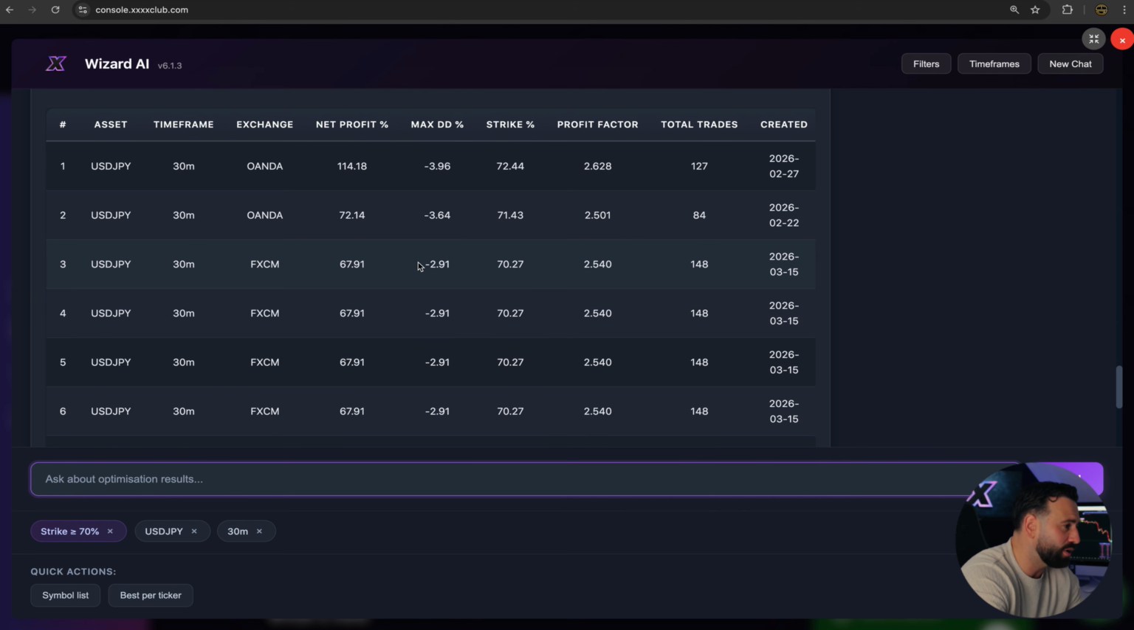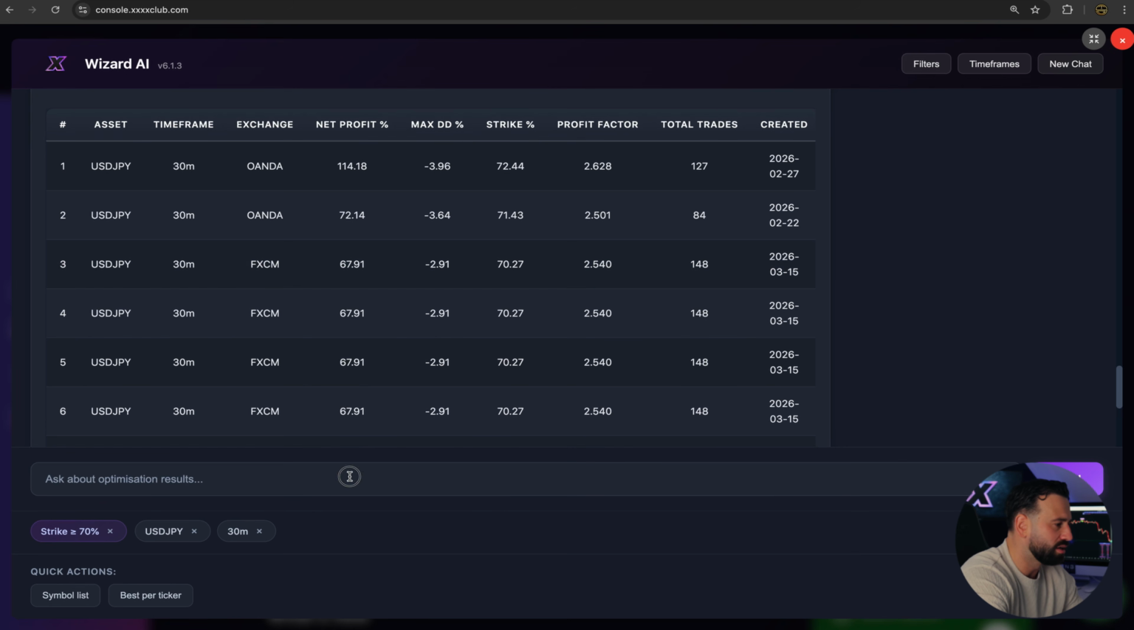And to be honest, row 3 is looking pretty good for me. We got 67% net profit, drawdowns below 3%. I've got a strike rate of 70%, profit factors over 2, which is an absolute must for any trader across any realm of trading, and total trades 148.